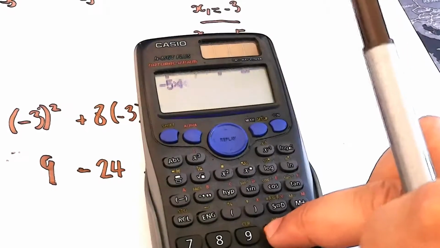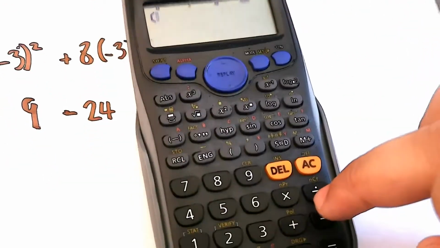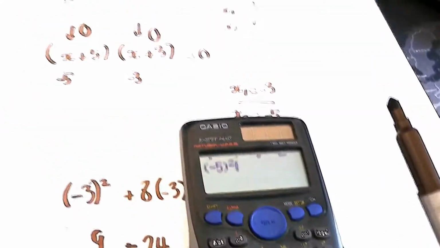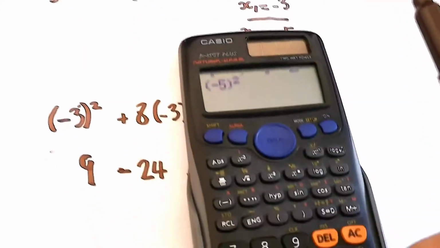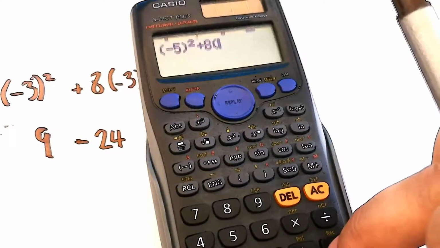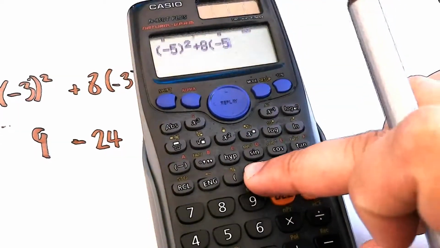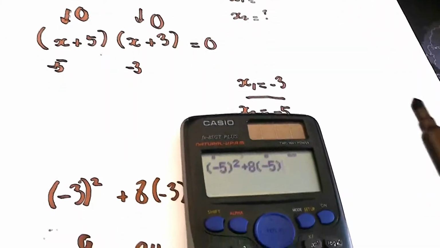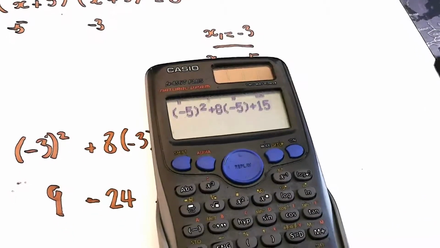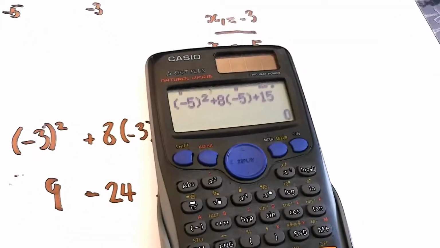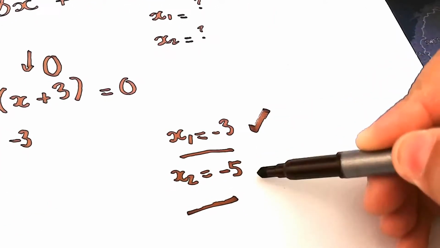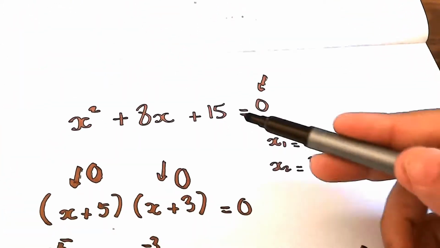So minus 5, and let's put brackets in, because if you don't put brackets in, it can muck everything up. So minus 5 squared, and what was it? It was plus 8x. So plus 8, and then the x we'll put in brackets, so that's minus 5, and then plus 15. And that should equal 0. Here's the moment of truth. There we go, so that equals 0. So now we know that these two x's are the right x's. They fit into that, and that makes 0.